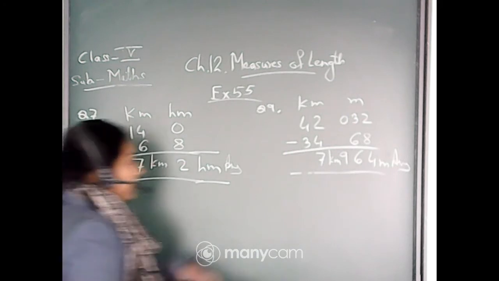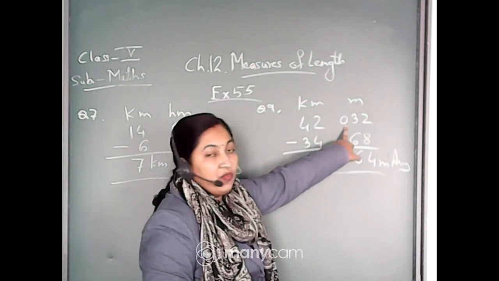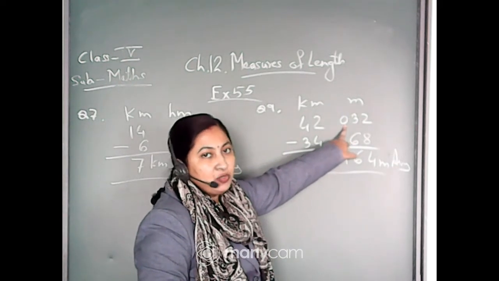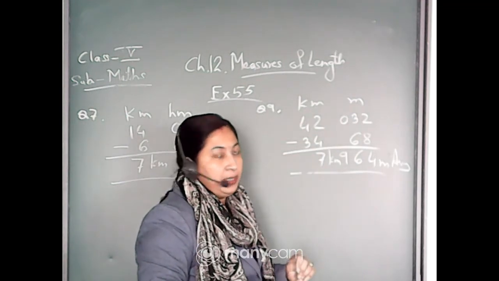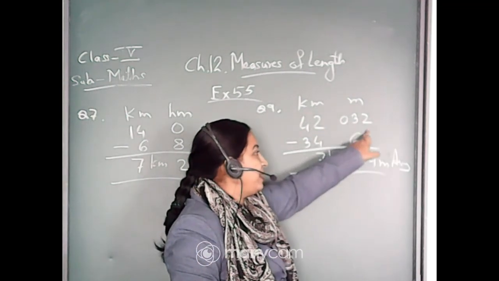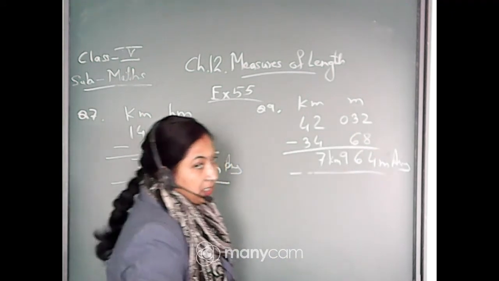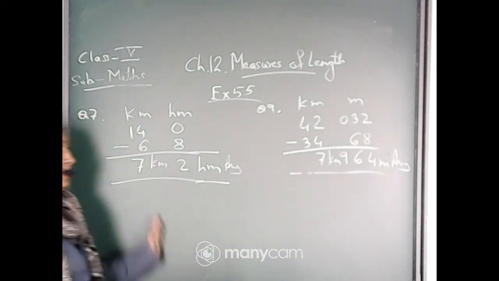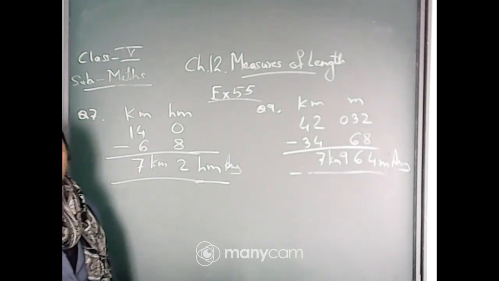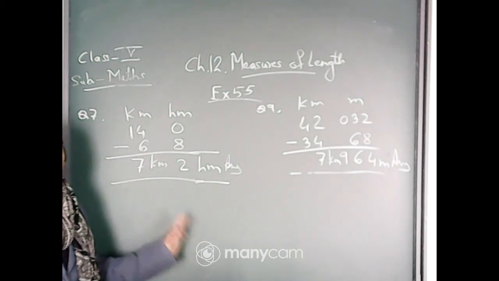See, we have added 0 here because we know 1 kilometer is equal to 1000 meter. There are 3 digits, that's why here it should be 3 digits. So 2 digits are already given, 32, and I have added 0 here. These things you have to keep in mind, how to subtract. For addition this is not a problem, but for subtraction you have to maintain all the digits.